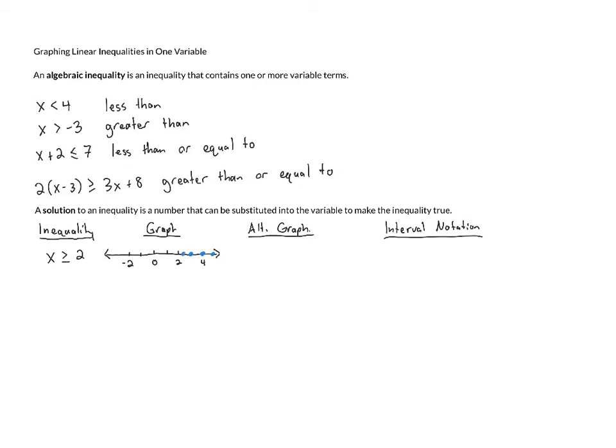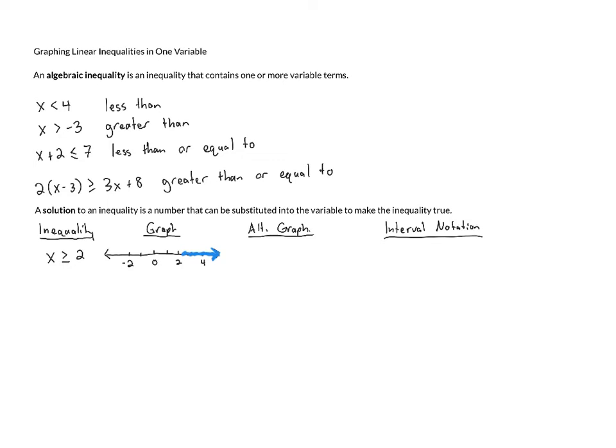Also, 2.5 is greater than 2. Pi, which is about 3.14, is greater than 2. In fact, any number that's to the right of 2 on the number line is greater than 2. There are an infinite number of those, so instead of putting an infinite number of dots, we're going to shade in the right side of the number line.